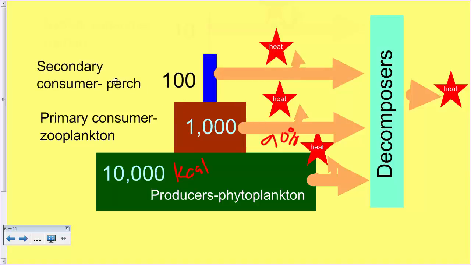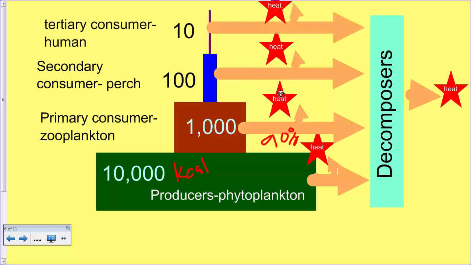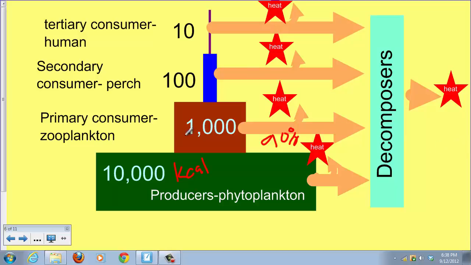Go to the next level. Let's say that some fish, some perch, are eating the zooplankton. So they're the secondary consumers. They're carnivores, eating the zooplankton. And that means that, again, we lose another 90%. 100 is only 10% of 1,000, so we've lost another 90% to heat. And what we'll see is that's the case every time we advance up a trophic level: we lose 90% with each stage that we go through.